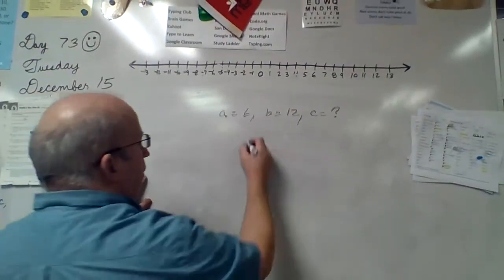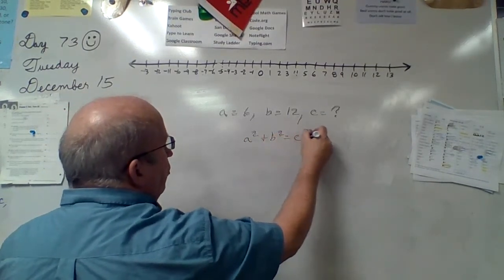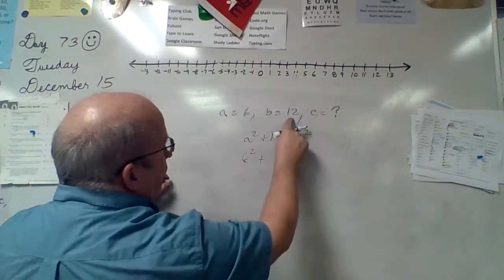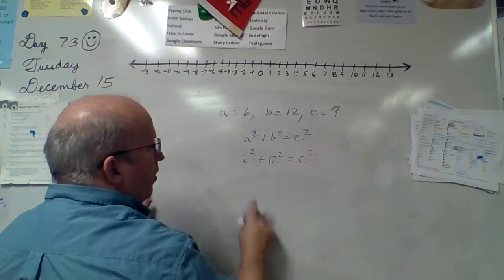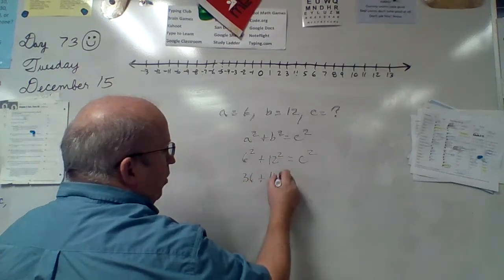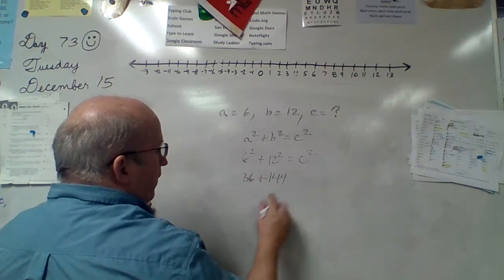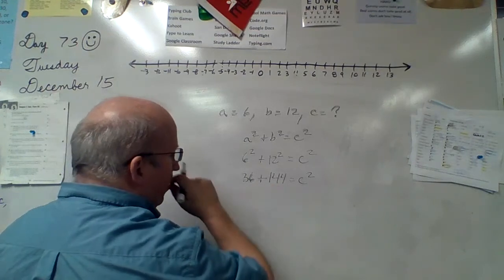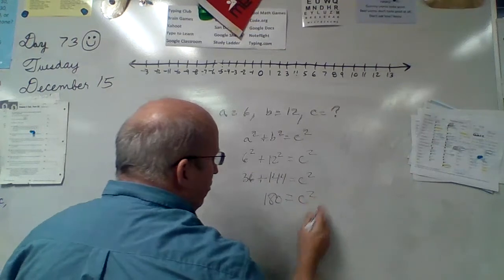Remember the Pythagorean theorem? A squared plus b squared equals c squared. I take my 6, put it right here. I take my 12, put it right here, and I'd be solving for c squared. 6 squared is 36. 12 squared is 144. Boy, is my pen dying. And all of that equals c squared. I'm going to add these two numbers together. And when I add them, I get 180 equaling c squared.